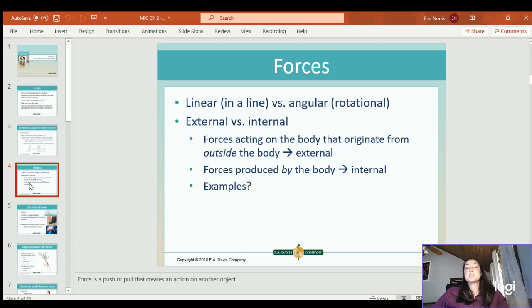Forces. A force is just a push or a pull that creates an action on another object. There's linear forces, so just straight. There's rotational forces, where it spins. External force would be like me pushing on this phone, and internal force would be like me moving my arm. The internal force is being moved by my muscle rather than an external force.